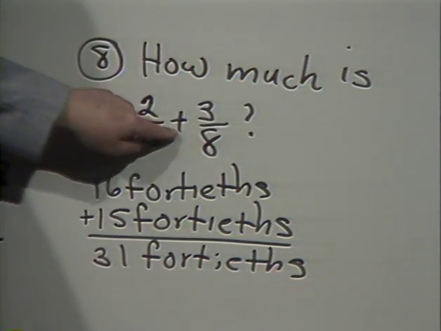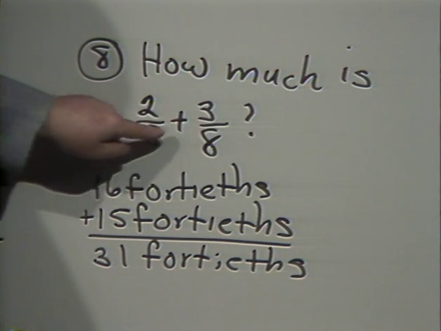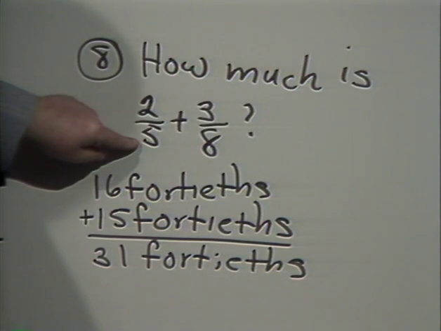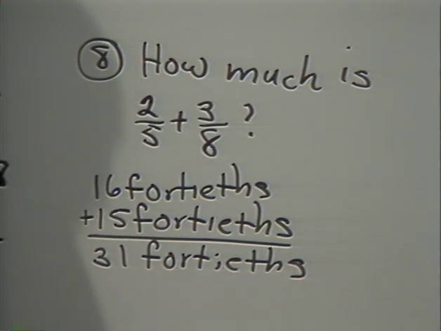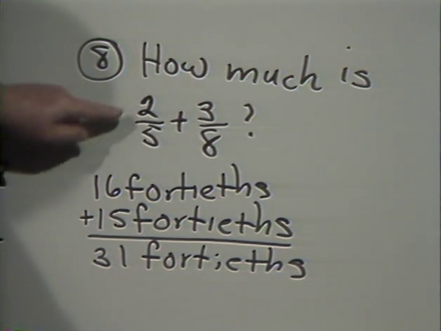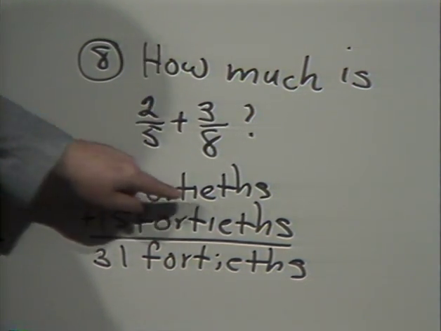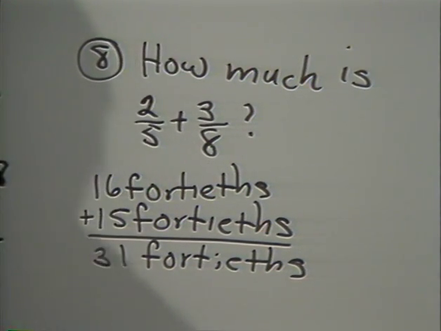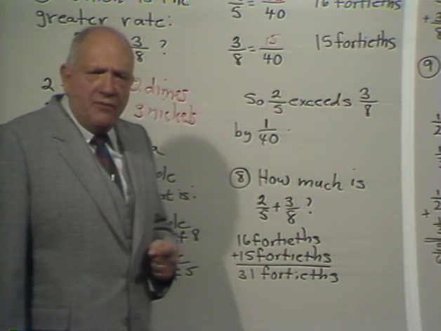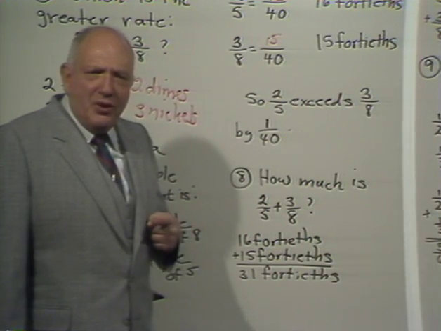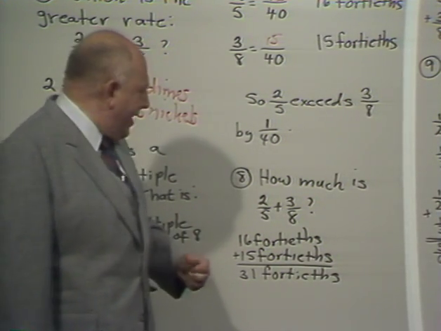How much is 2/5 plus 3/8? And you see, 2/5 and 3/8 have to modify the same noun here. 2/5 of my expenses plus 3/8 of my expenses is how much? Now you see, what we did in problem number 7 is we showed that another name for 2/5 was 16/40, and another name for 3/8 was 15/40. Now what did we learn about addition of whole numbers? We learned that 16 plus 15 is 31, provided 16, 15, and 31 are adjectives modifying the same noun.